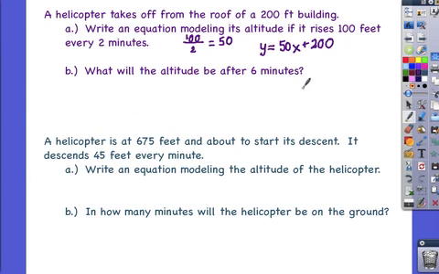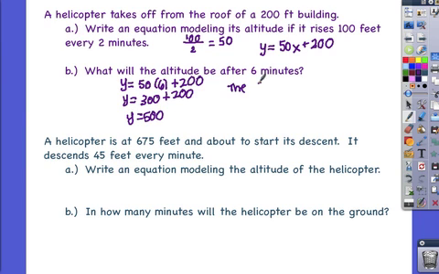To calculate what the altitude will be after 6 minutes, I can plug in 6 for x. So y equals 50 times 6 plus 200. y equals 300 plus 200, and we get 500. So the altitude will be 500 feet after 6 minutes.